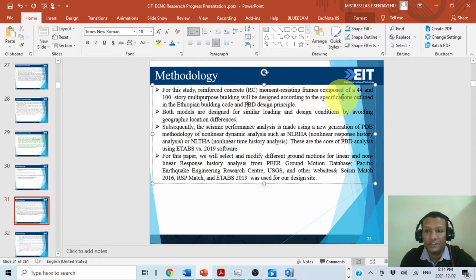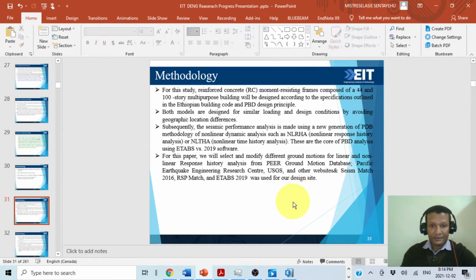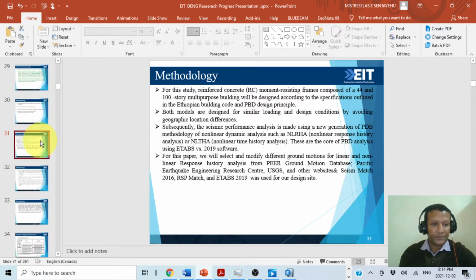These are the buildings, 44 and 100 story buildings. PBD will be performed and others. For this paper, we will select and modify different ground motions for linear and nonlinear response history analysis from the PEER ground motion database, Pacific Earthquake Engineering Research Center, USGS, and other websites, and SeismoMatch 2016, RSPMatch, ETABS 2019 was used for our design sites. This is the methodology I'm going to use.